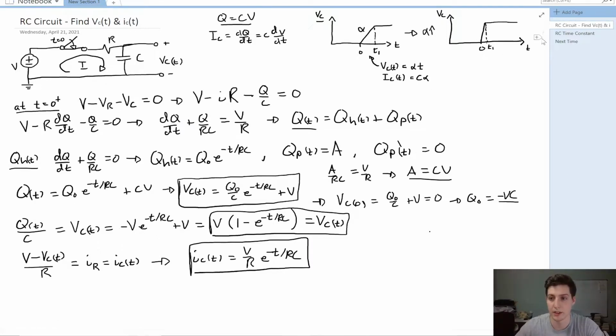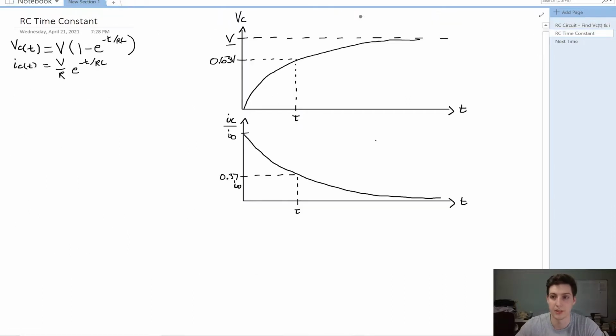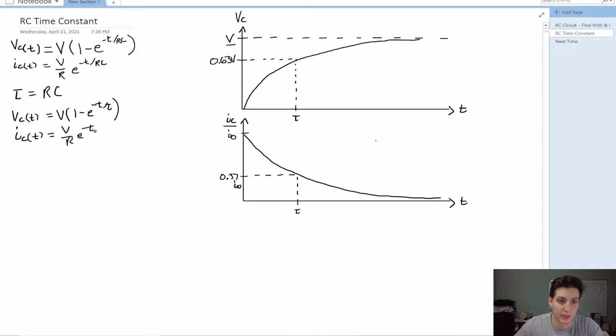We can then look at something called the time constant, which is the RC time constant, also known as tau, which is simply equal to R times C. This allows us to write the voltage over the capacitor as V times (1 minus e to the minus t over tau), and our current as V over R, e to the minus t over tau. And we can plot these. So we have voltage against time, then current against time.